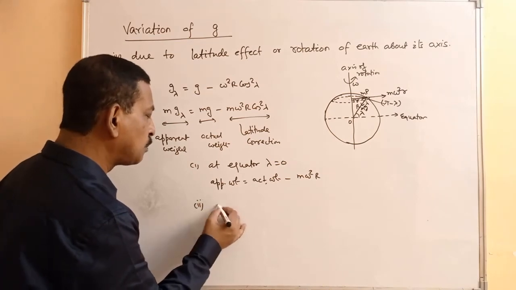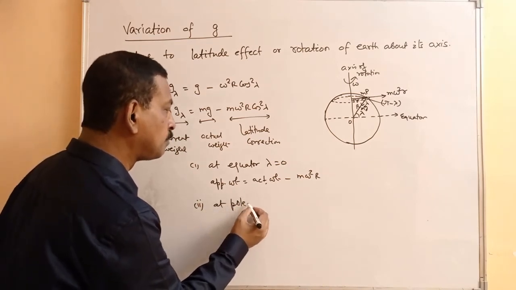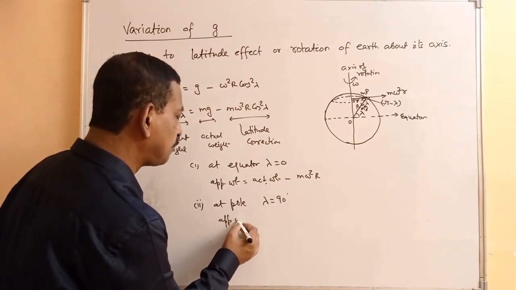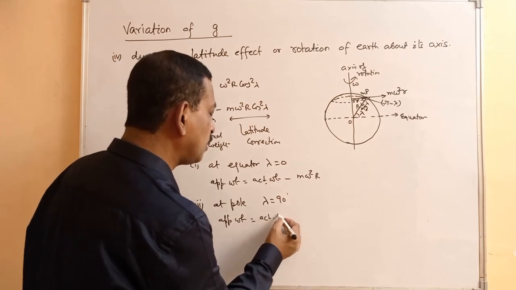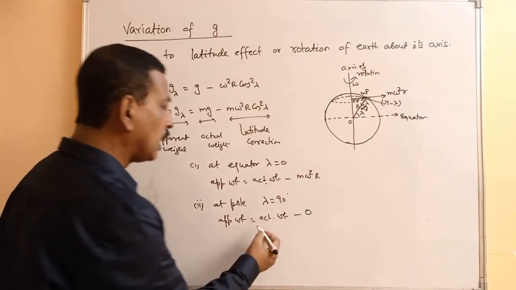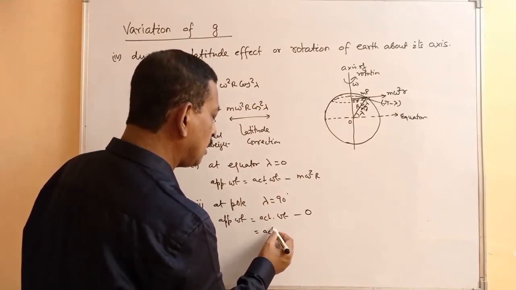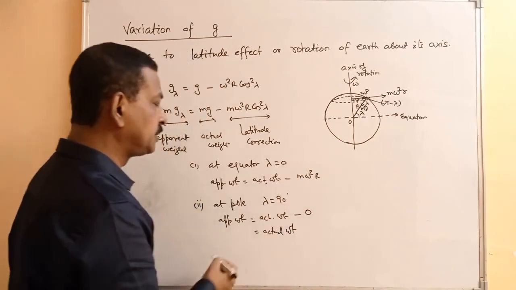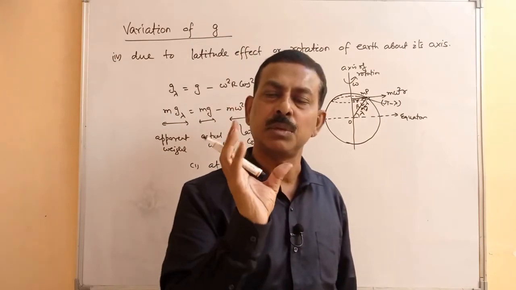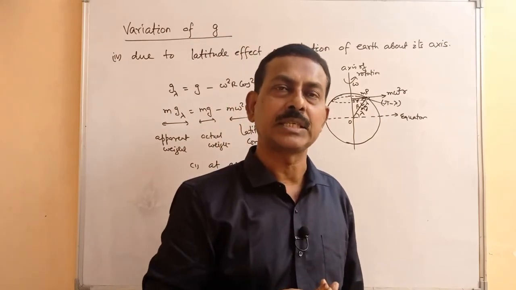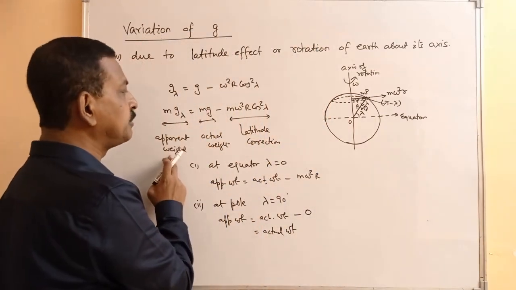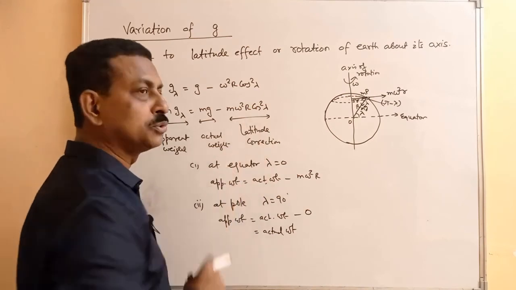Whereas at the pole, lambda is 90. So in that case, apparent weight will be equal to actual weight, because this term will be 0. So at the pole, apparent weight is equal to actual weight. Here, many times it is asked, if Earth suddenly stops rotating about its axis, what will happen to the weight of the body? We have seen in the general expression that apparent weight is less than the actual weight due to this latitude correction.